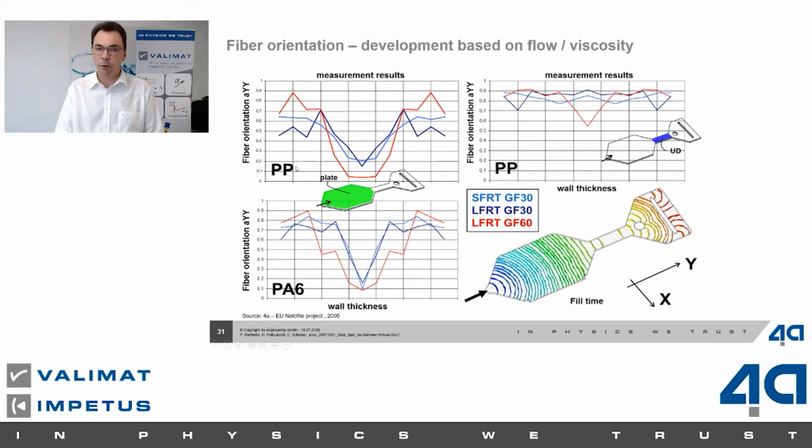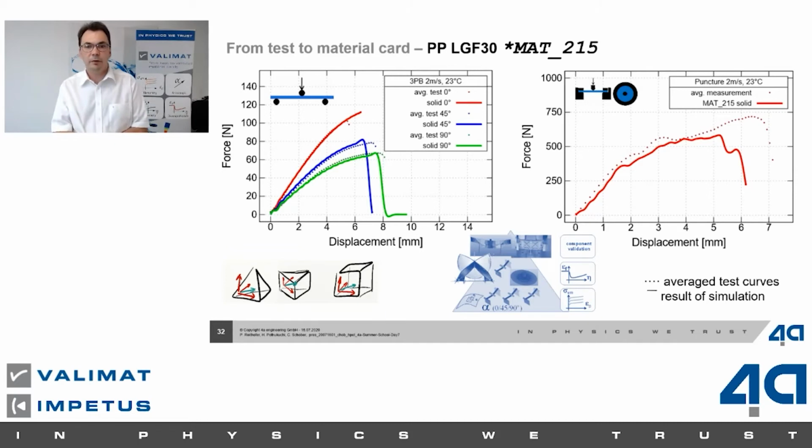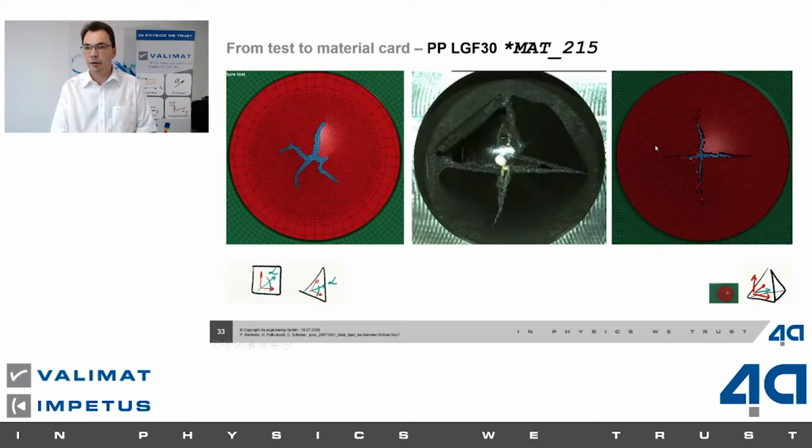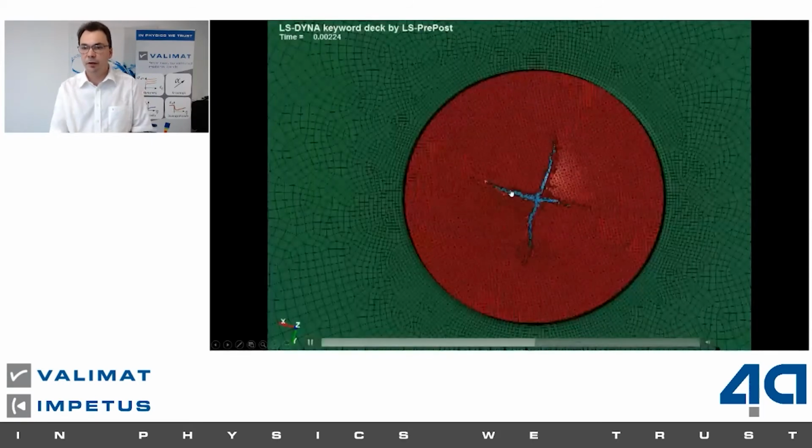That depends on whether you're using a low viscosity material like PP or a high viscosity material like a polyamide. The shear stress has an influence on this orientation, and the fiber length and the fiber content also influence how this fiber orientation is distributed over the thickness. And through the geometry, as you see in this region, the fibers are mainly orientated in flow direction. That shows you the big influence on the fiber orientation. If we do that and calibrate it on the bending tests, then we find that it works quite well for different orientations and also for the puncture test. And here you can see the comparison of the test and the simulation.